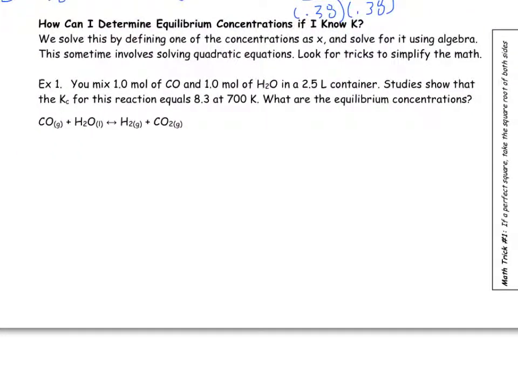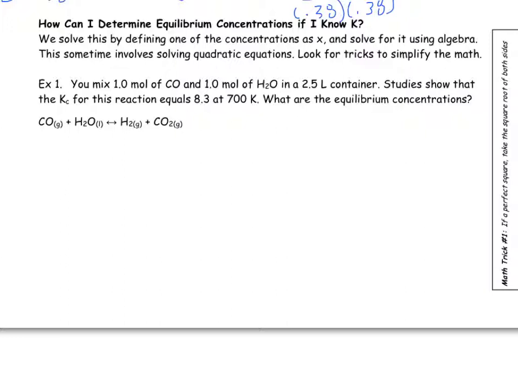Now, the equilibrium constants for many reactions can be looked up. You have a table at the back of your textbook in Appendix B. How can we determine the concentrations of chemicals at equilibrium if we have an accepted equilibrium constant? We solve this by defining one of the concentrations as x, and then solve for it using algebra. This sometimes involves solving quadratic equations. There are a couple of tricks that you can use to simplify the math and avoid doing a quadratic formula.